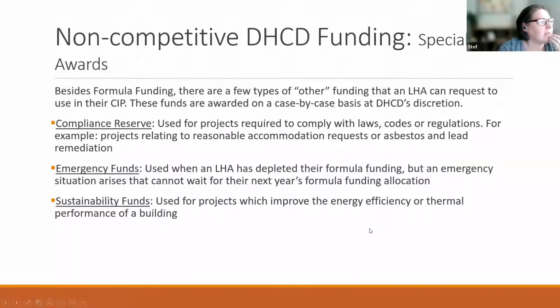So I know I talked before about different kinds of DHCD funding. We had the formula funding, we had non-competitive funding, and we have competitive funding. So this is where I talk a little bit more about what the non-competitive funding looks like.